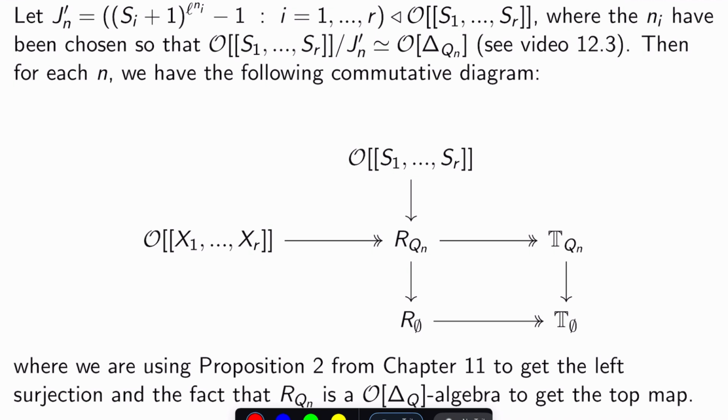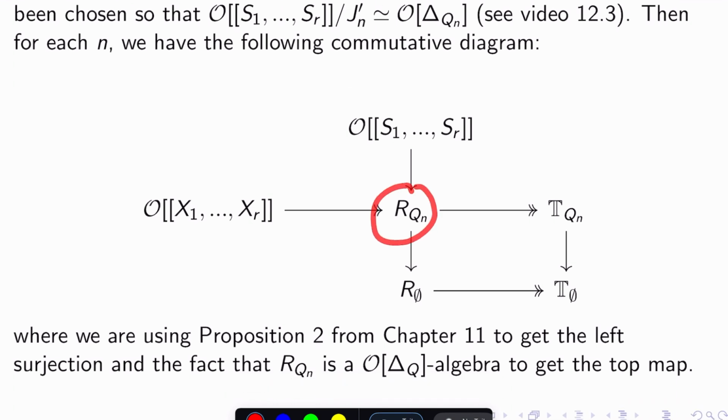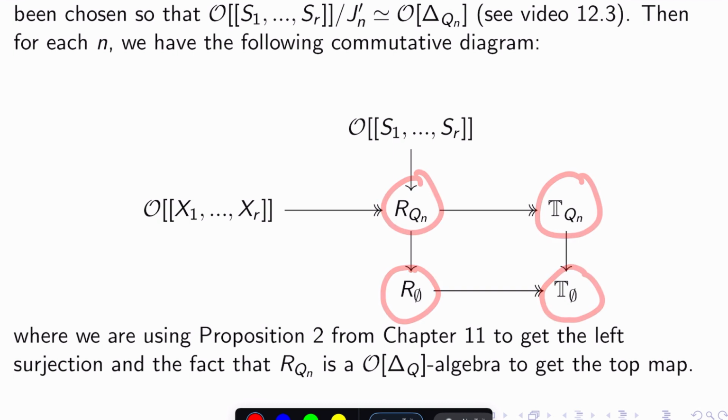This should look pretty familiar. We go from O[[x_1 through x_r]] to R_{Q_n}. We also have a map from O[[S_1 through S_r]] to R_{Q_n}. Then we have a natural surjection from R_{Q_n} to T_{Q_n}. We've known this for a while. We also have the R equals T empty set map, phi_empty set, from R_empty set surjecting onto T_empty set. And then we have maps from R_{Q_n} to R_empty set and T_{Q_n} to T_empty set.